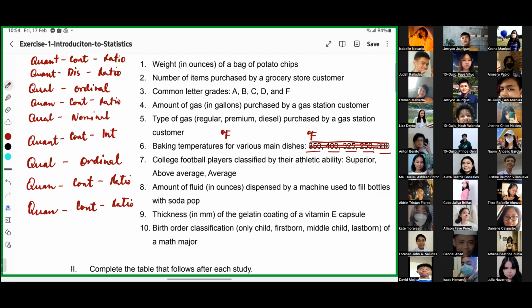Birth order classification: only child, firstborn, middle child, lastborn. Qualitative. So this is qualitative. And ordinal. This is by what level of measurement? Ordinal. Yeah, very well. It's ordinal.